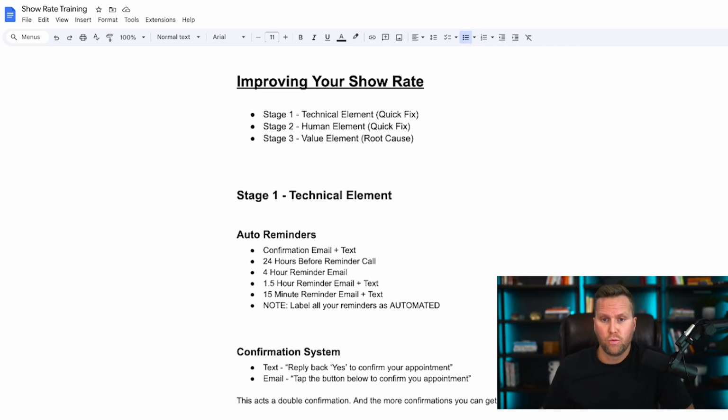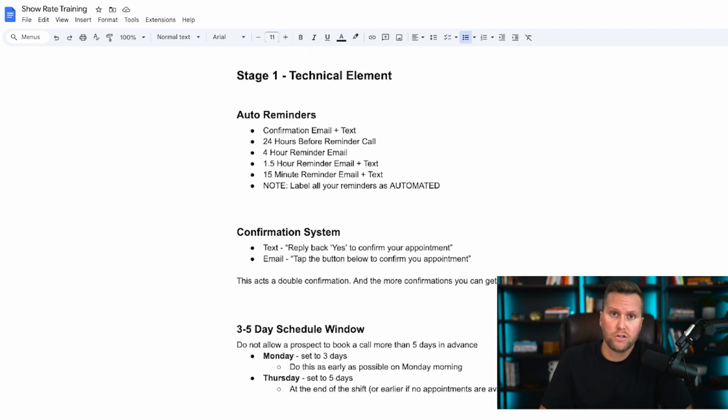We'll start with stage 1, the technical element. First, we're going to start with automation reminders. So this is when someone books an appointment, all the confirmations and the text messages and all the automations that go out to get someone to show up. Now, what most people do is whatever calendar system that they use, they'll make a couple of tweaks and kind of set it and forget it. That's not what we want to do.